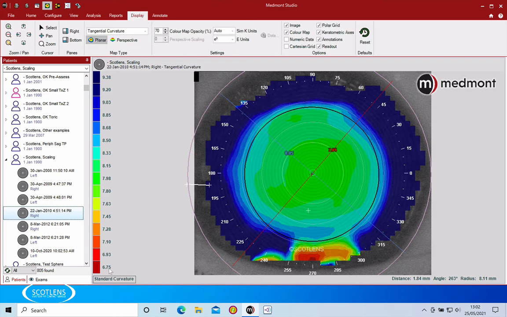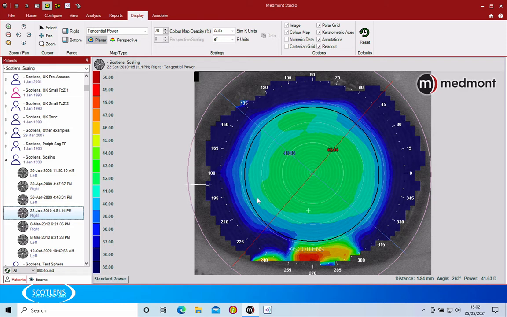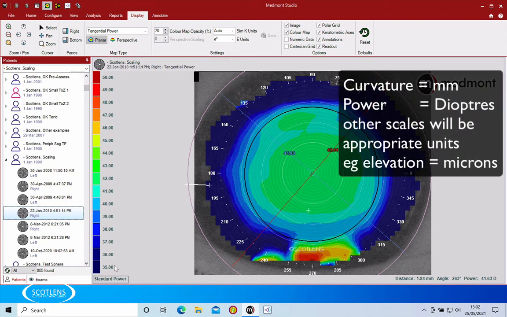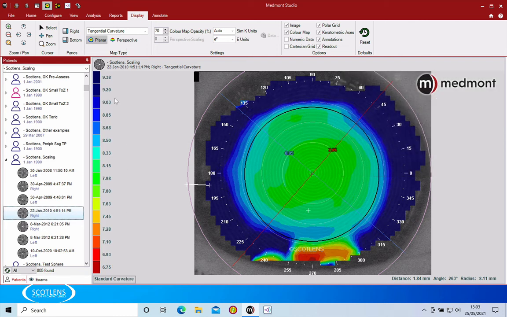So if we go to tangential power, instead of being in tangential curvature, you see the green, the colour map doesn't really change very much, and the numbers go from 50 diopters down to 35 diopters. So this is the standard range, and they're just a direct conversion between diopters and curvature. So we wouldn't expect a cornea to have central curvatures of 9.38, and we wouldn't expect an average or normal cornea with central curvatures of 6.75. So this is a really good scale for detecting abnormal corneas that you're looking at.